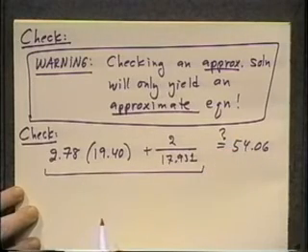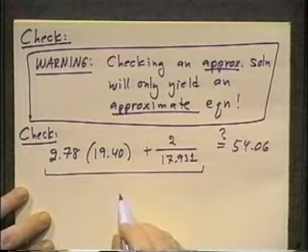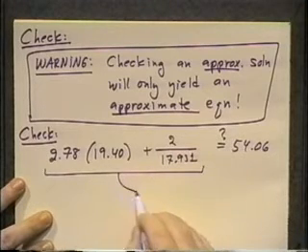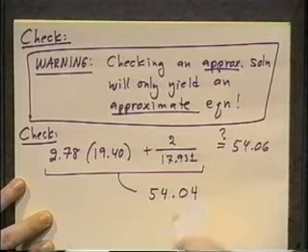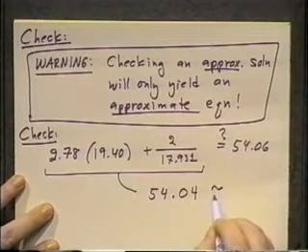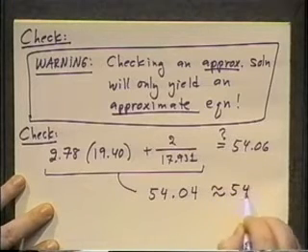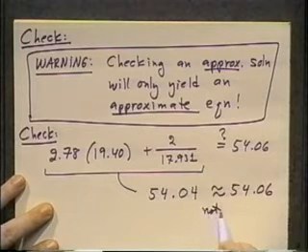I'm going to substitute this now in my calculator. And I'm not going to show you, I'll just go ahead and write down what I got. When I did this, my calculator, truncating again after the second decimal, gave me 54.04. Now that's only approximately 54.06. It's not equal.